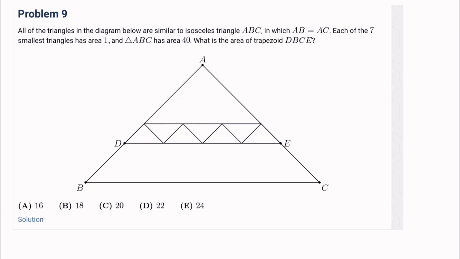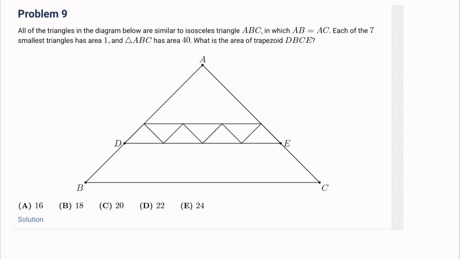But then since this is each of the 7 smallest triangles, all of the triangles are similar to ABC, right? That means this one and this one are also similar. But then this length and this length ratio is 3 to 4, right? That means this to this ratio is 3 to 4. Same thing for here, 3 to 4, right?